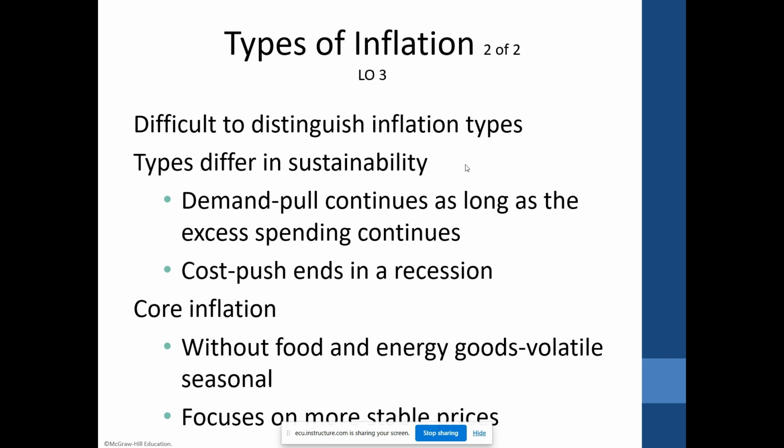These two types of inflation differ in sustainability. Demand pull inflation continues if the excess spending continues. For cost push inflation, if there is a recession to decrease aggregate demand, it will end.